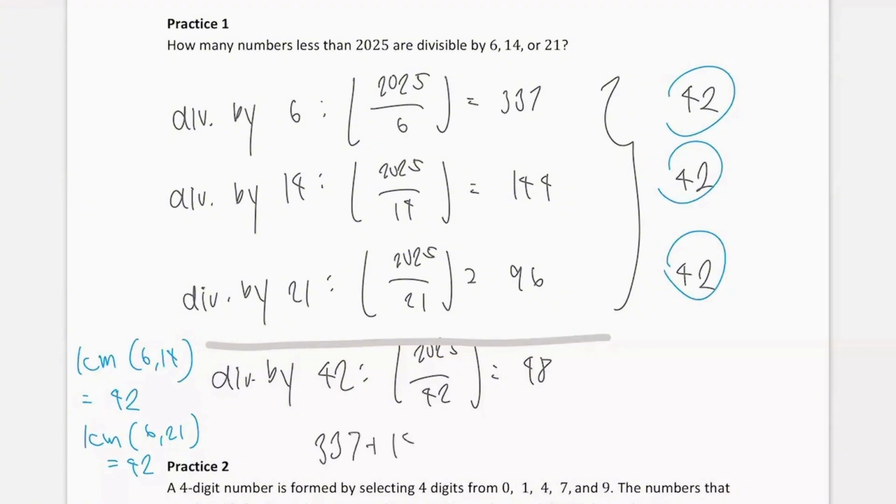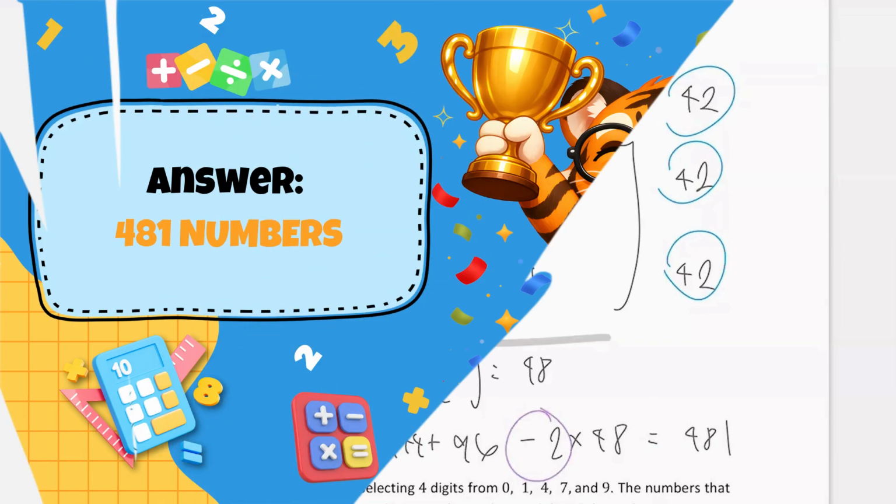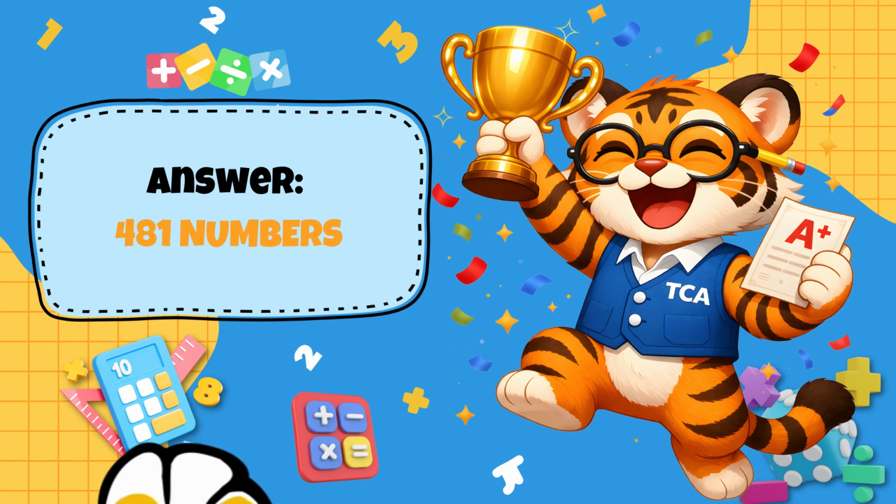337 plus 144 plus 96. And if we add all of these, 42 would have been counted 3 times already. So we subtract it, but 2 times. Yep, so minus 2 times 48 is 481. Does that make sense? You just kind of have to think like, oh, it's counted once over here, counted once over here, counted once over here. So it's counted 2 more times than it's supposed to be. So it's subtracted 2 times. Yeah, so that's why it's minus 2. The answer is 481 numbers.